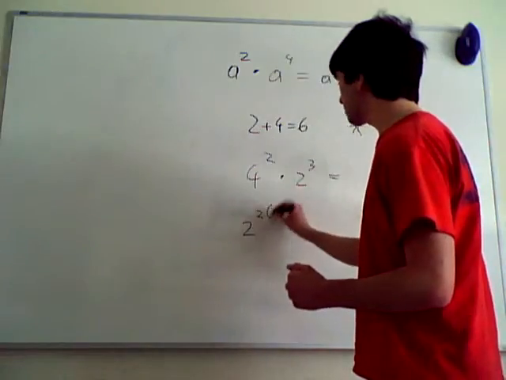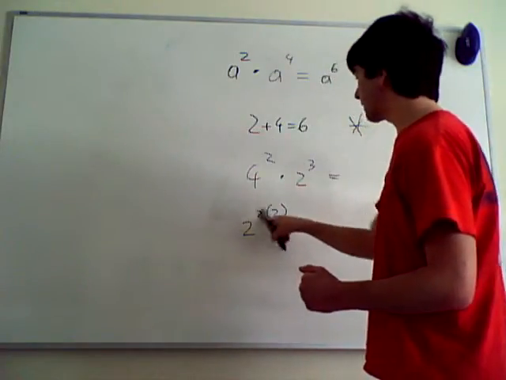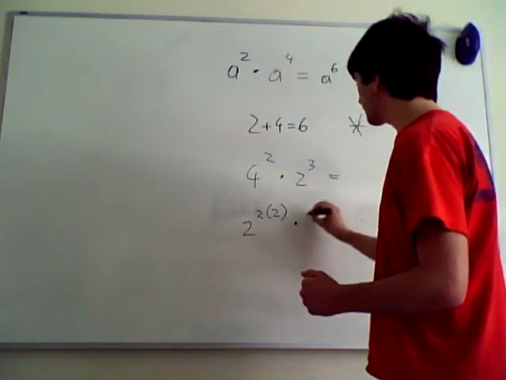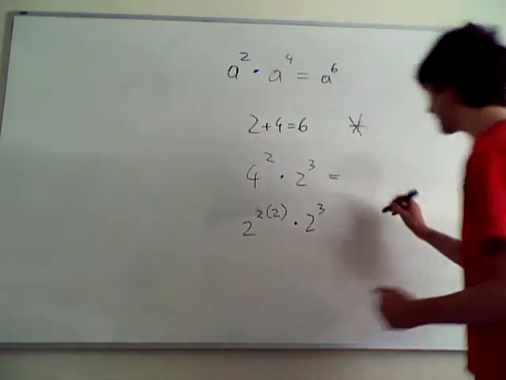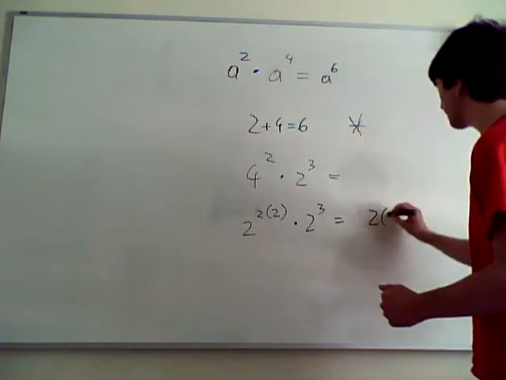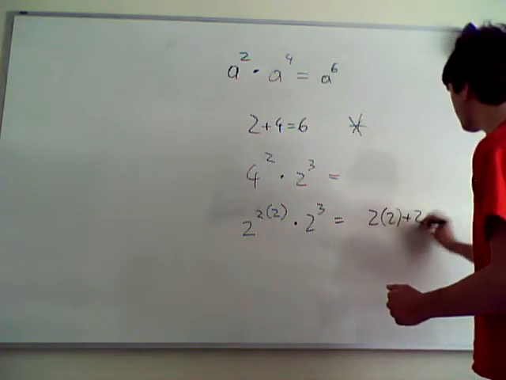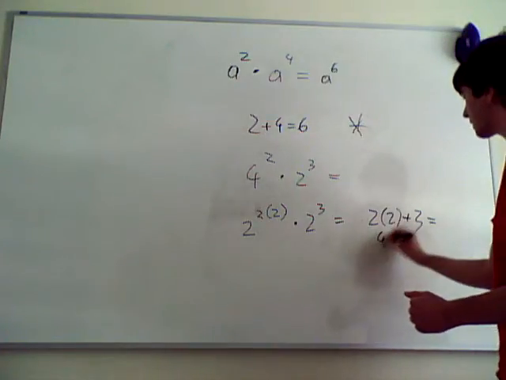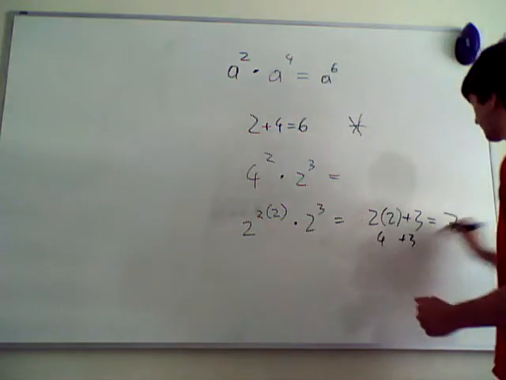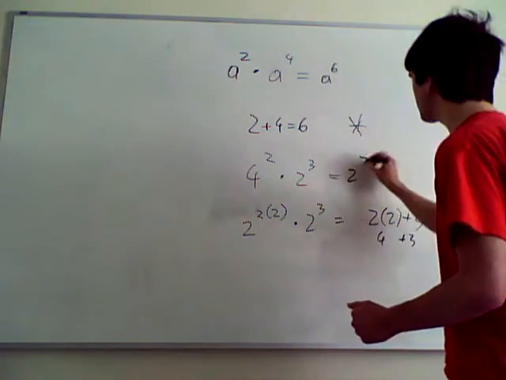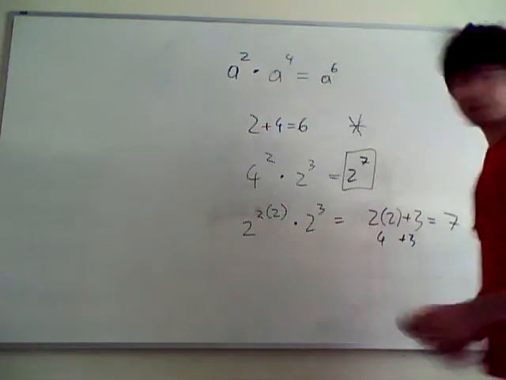And then don't forget about the 2 that's already there. So multiply those 2. And then times 2 to the 3rd. So you get 2 to the 2 times 2 plus 3. So that's 4 plus 3, which is 7. So the answer is 2 to the 7th power. Okay?